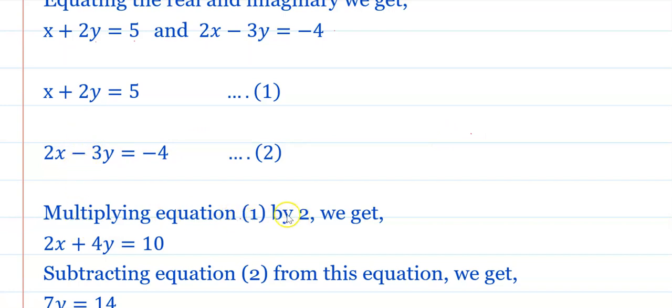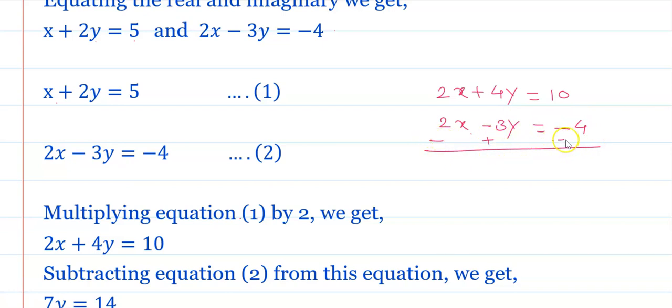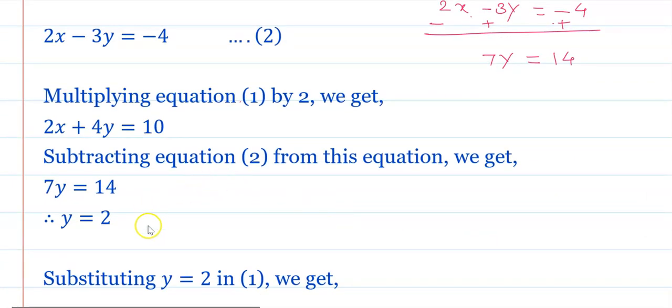Multiply equation 1 by 2 and subtract. Multiply the first one by 2. Then what you will get? That is 2x plus 4y is equal to 10. Subtracting equation 2 from this equation means what? This is the second one, minus 3y is equal to minus 4. Take the subtraction, minus and plus, and here is a plus. What you will get? 7y is equal to 14 and y is equal to 2.